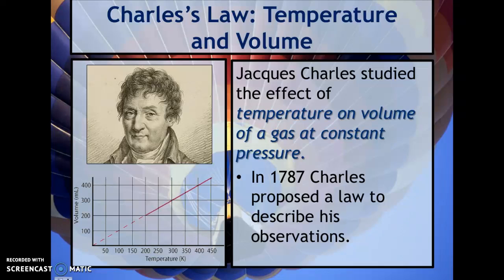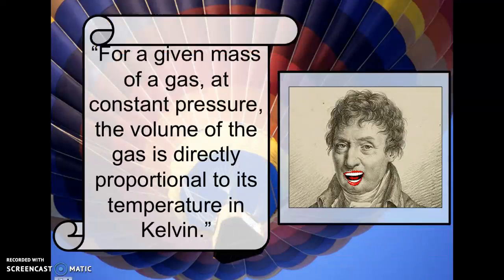If you remember from the day 0 or day 1 notes, I can't remember at this time, that's called a direct relationship. As one variable increases, the other variable increases as well. In 1787, Charles proposed a law to describe his observations. For a given mass of gas at constant pressure, the volume of the gas is directly proportional to its temperature in Kelvin. Remember, temperature must be measured in Kelvin.